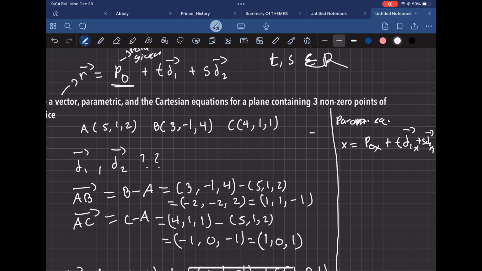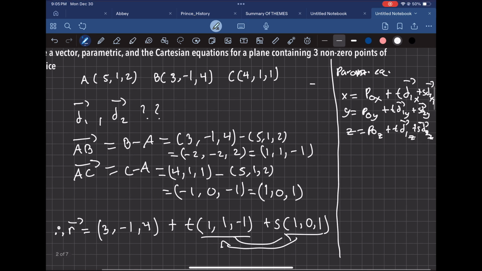And the same pattern will continue, so y equals P0y plus t d1y plus s d2y. z would equal P0z plus t d1z plus s d2z.